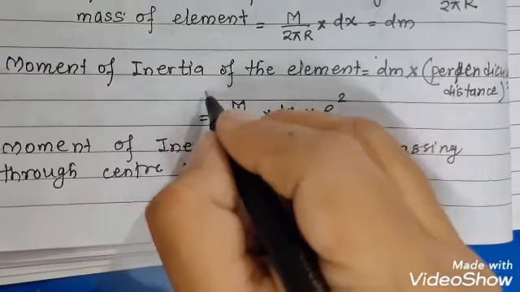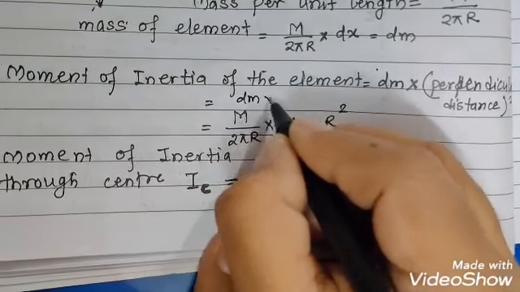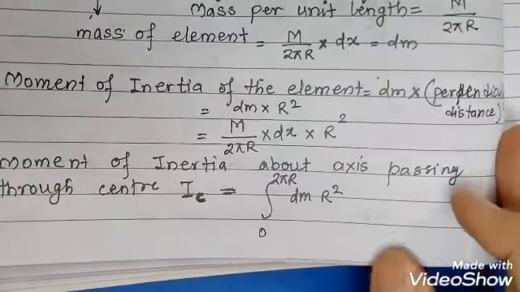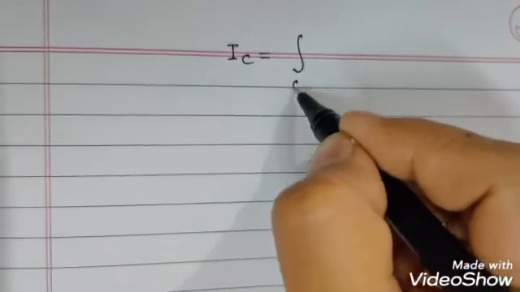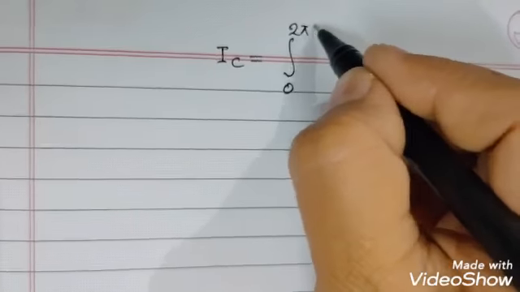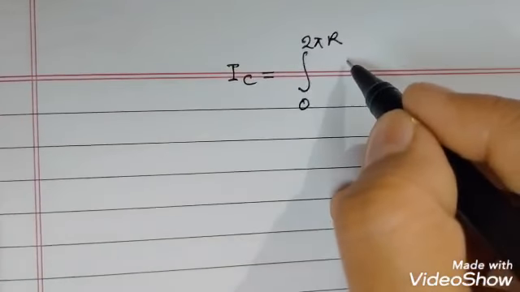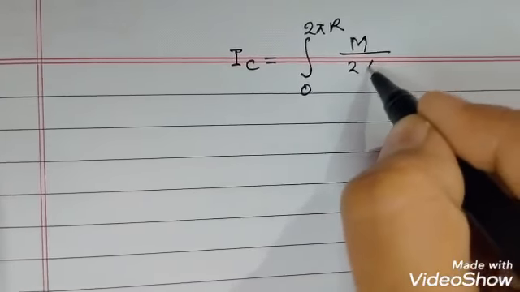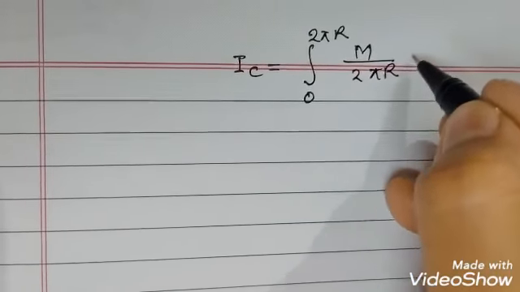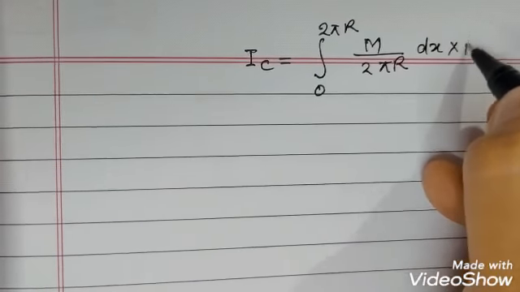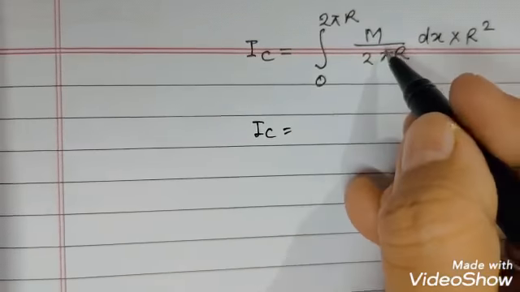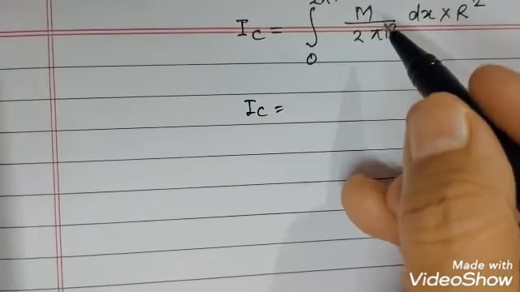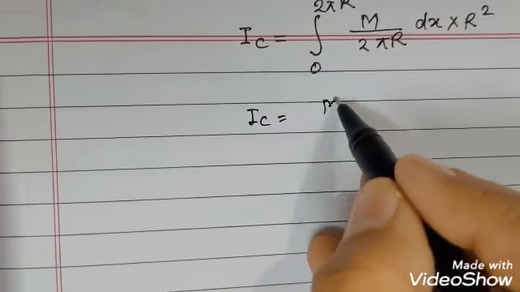Okay, so here also I am just writing dm into r square. Now we'll see here, that is IC, which is integrating from 0 to 2 pi r, and the dm already we have calculated, which is m upon 2 pi r dx multiplied with r square. So what we'll find here, the m is the constant quantity and it will come out.